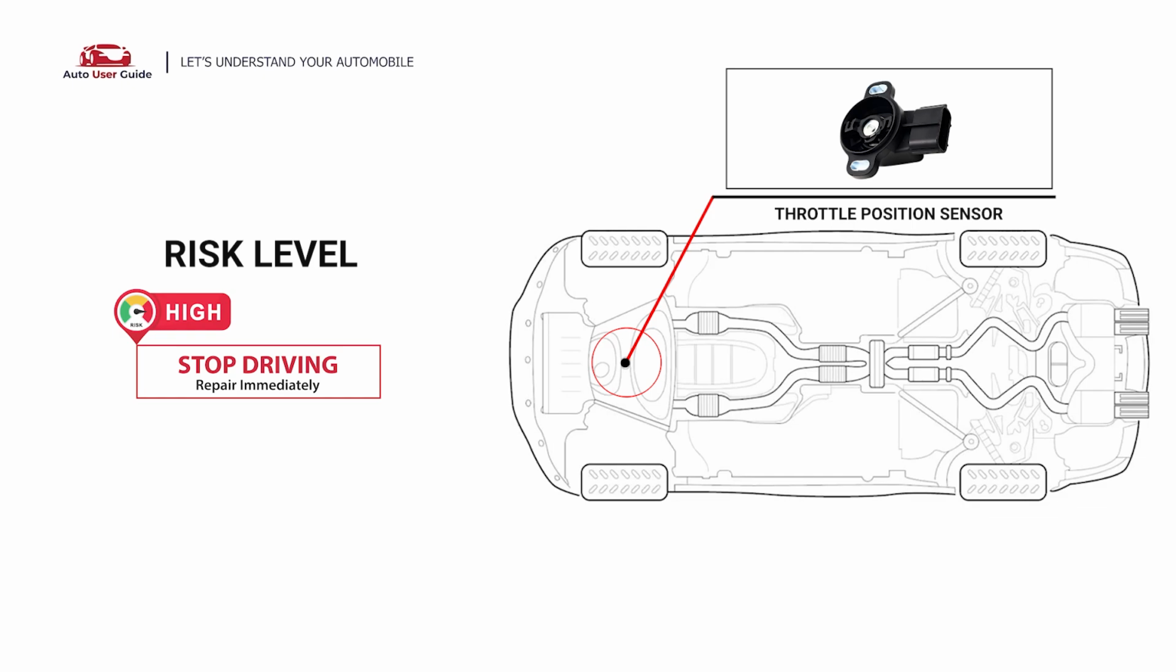This engine code indicates that the vehicle's PCM or ECM has detected a voltage reading from the accelerator pedal position (APP) sensor's D circuit that is outside of the normal operating range. Under this circumstance, stop driving and repair your vehicle immediately.